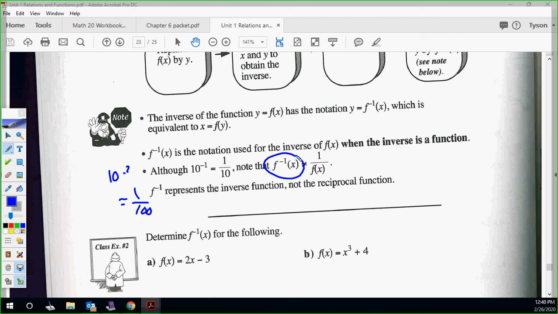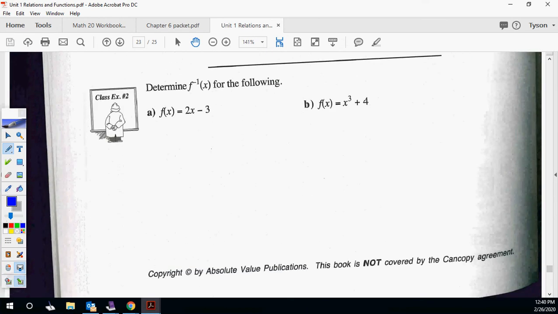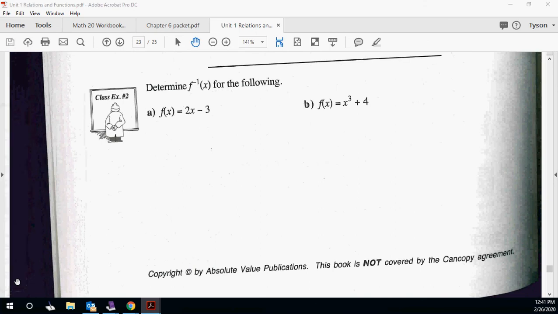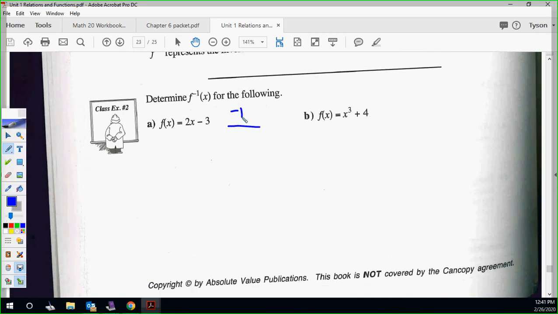Well, its inverse is not the reciprocal, that's the point. So we know what to do: you flop x and y. What they're telling you is, if they say find the inverse, you don't just say, oh, it's 1 over 2x minus 3, and be done. Don't do that. We still need to flop x and y, interchange, and solve for y.